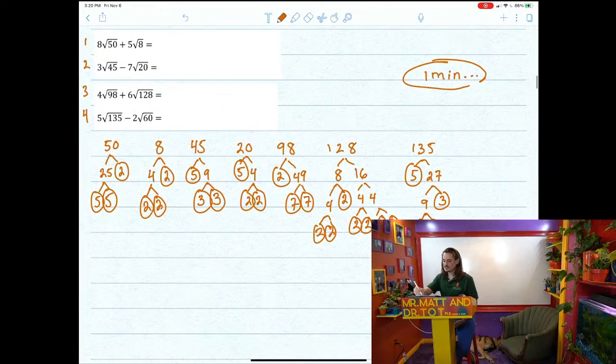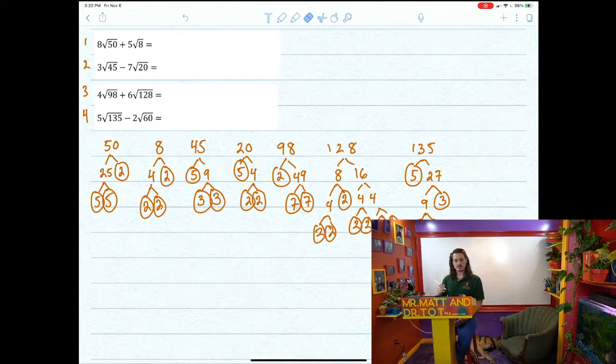My bad. Okay, so let's look at these, and then I'm going to give you some more time. I started factorizing all the terms. And so afterwards, I'll give you some more time. If we break down the factors of 50 and 8, notice that 50 divides into 2 times 25. 25 breaks down into 5 times 5.